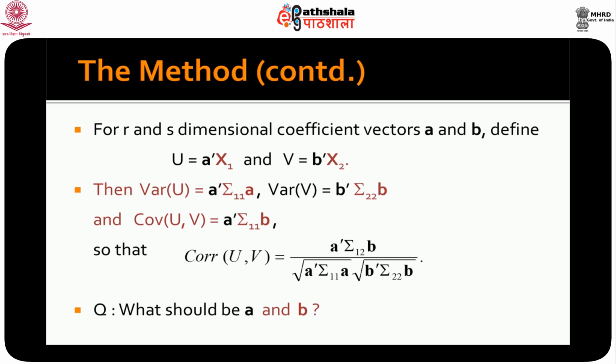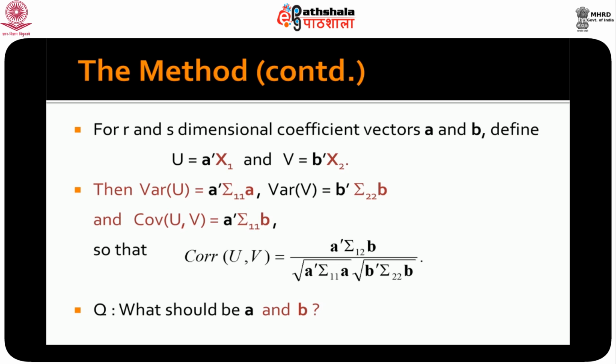How to do this? Let's begin by assuming that we take a linear combination of x1 through a coefficient vector a. So we have u is equal to a prime x1. Mind you, u is a scalar. So x1 is a vector, a is a coefficient vector, and a prime x1 gives us a scalar, which is a linear combination of the elements of x in the first set. Similarly, we define v as a linear combination of the elements in the second set, and v is given by b prime x2. And the intention is to find the correlation between these two variables u and v. That will give us a single correlation which would be reflecting the two sets.